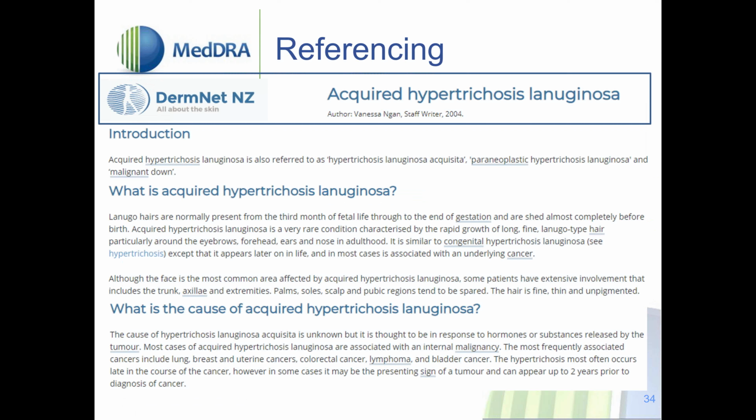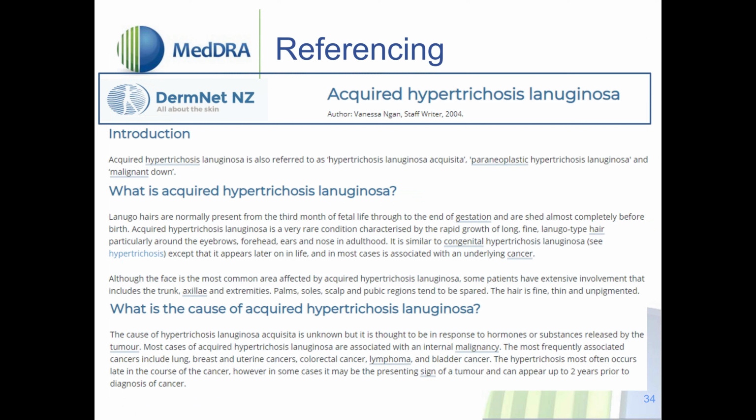So if the malignant form of the acquired condition looks exactly the same as when it is associated with the non-malignant disease, but in this scenario it's due to a malignancy, that explains that it's due to a cancer. So these are the references we've done. Again, it lists the cancers there, particularly lung, breast, uterine, colorectal, lymphoma, and bladder cancer. So it may be our same example that we had from the previous patient. So that's what we've done in our referencing.